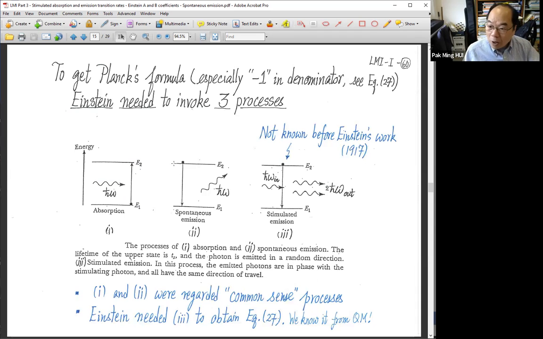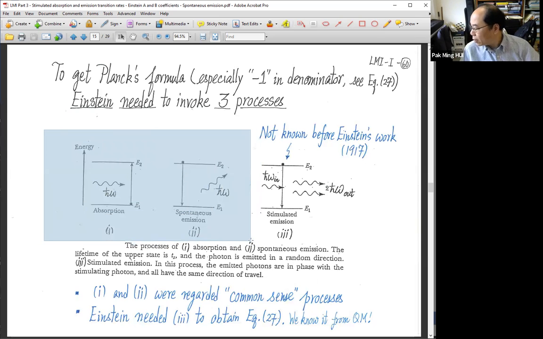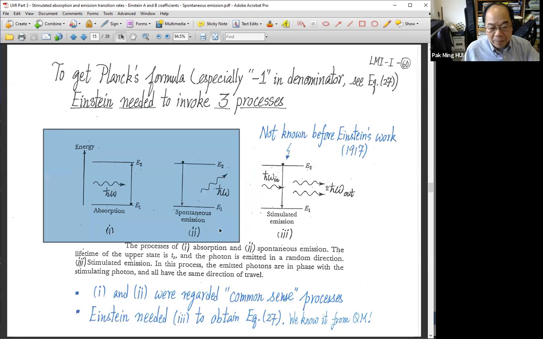This is also well known, spontaneous emission. You excite some atoms, you just wait, they will come down by themselves. So it is spontaneous emission. So these 2 are kind of well-known processes at Einstein's time and before.